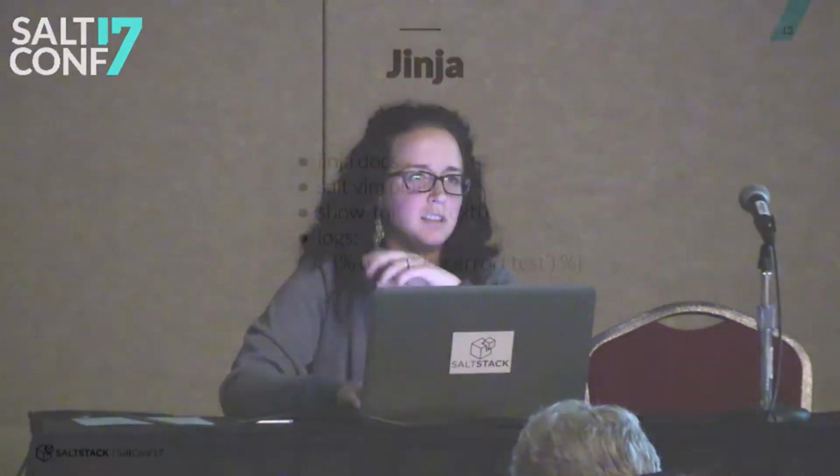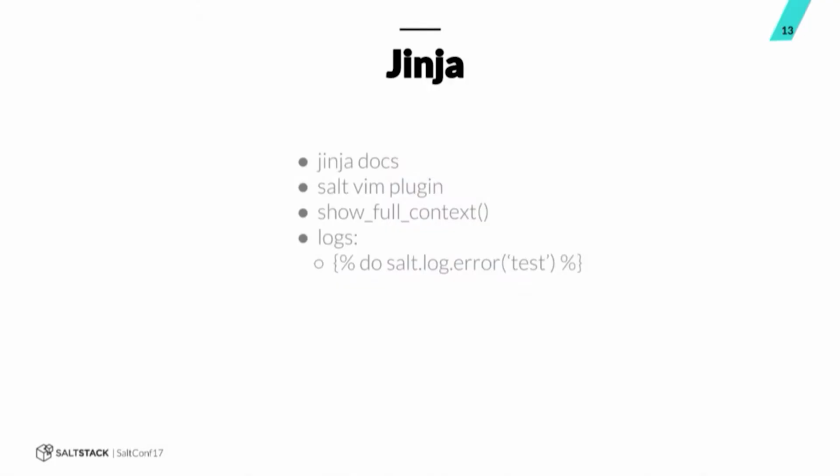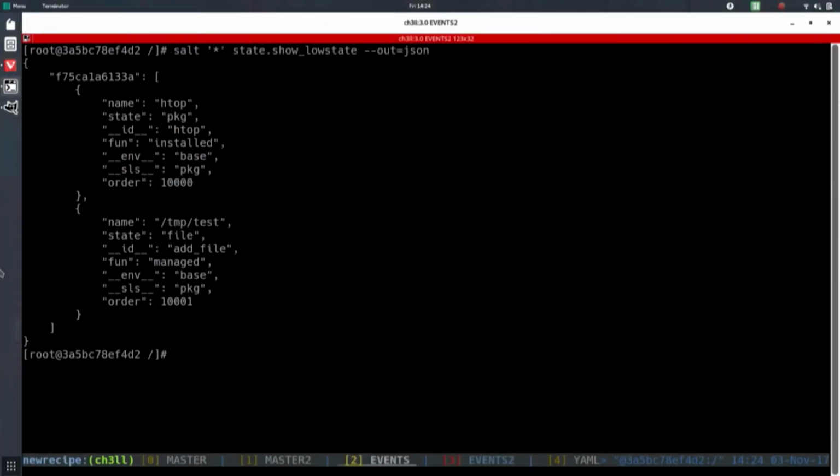Another one I wanted to focus on was Jinja, because it's the default templating language within Salt. There are a bunch of Jinja docs that I would highly recommend, and I've added them to my resource slide here. But there are some caveats you might want to understand with Jinja. Also, once again, the Salt Vim plugin is going to help you with that. One thing that really helped me within Jinja is show_full_context. So let me show you an example of that before explaining it.